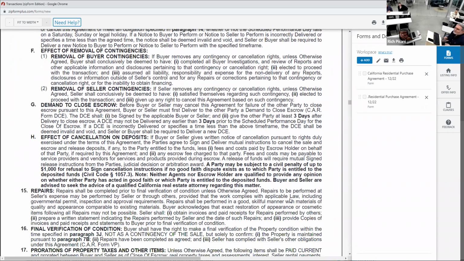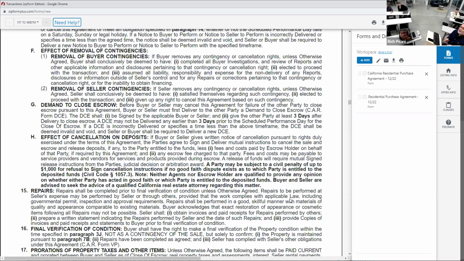Very important, effect of cancellation on deposits. If buyer or seller gives written notice of cancellation under the terms of the agreement, the parties agree to sign and deliver mutual instructions to cancel the sale to escrow and release deposits to the party entitled to the funds, less fees or costs to the escrow holder.